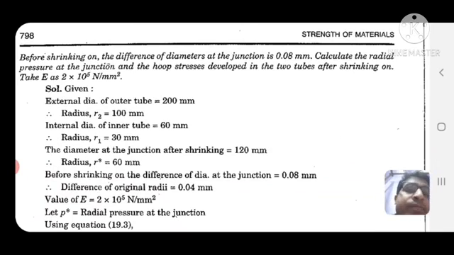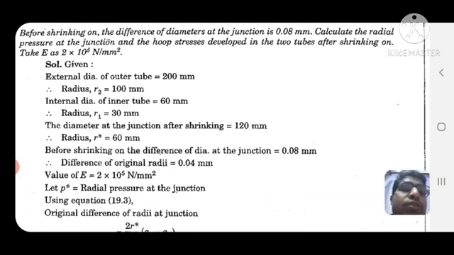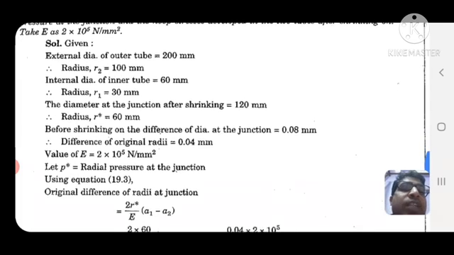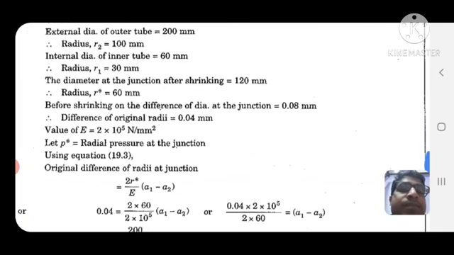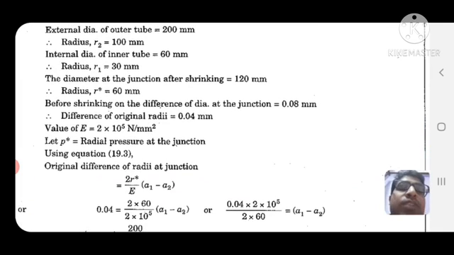Before shrinking, the difference of diameter at the junction is 0.08 millimeter. Calculate the radial pressure at the junction and hoop stresses developed in the two tubes after shrinking on. Take capital E equal to 2 into 10 to the power 5 Newton per millimeter square. External diameter of the outer tube is 200 millimeter, radius equal to 100 millimeter.